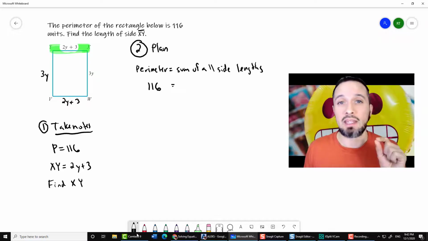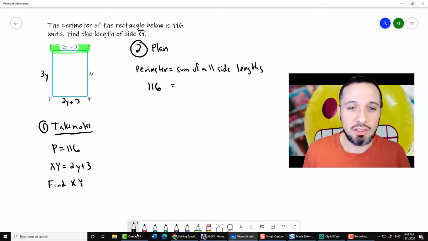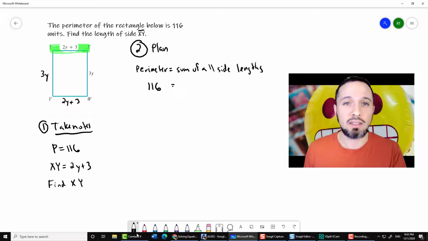Keep in mind, in the planning stage, you're not trying to solve yet. A common mistake is to get ahead of yourself and try to solve, putting things together, adding things together. Don't do that yet. It's tempting to, but don't do it yet. Take your time here. So 116 units is the perimeter, and then the sum of all side lengths. I'm going to take all 4 side lengths and add them together. That's what it means to sum, to find the sum.